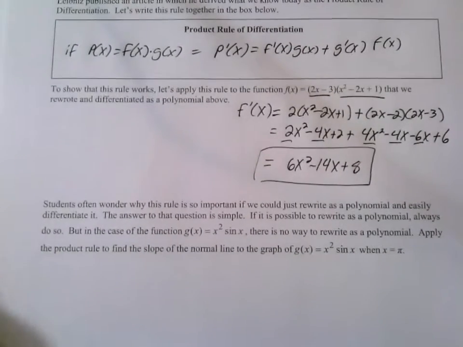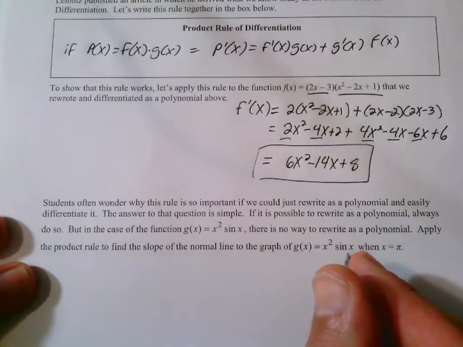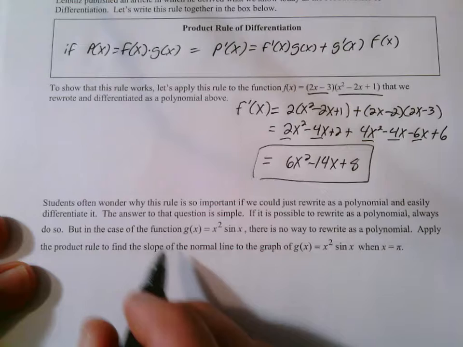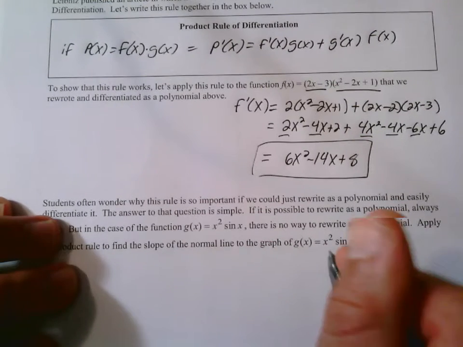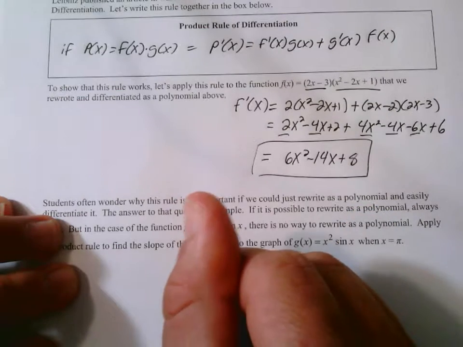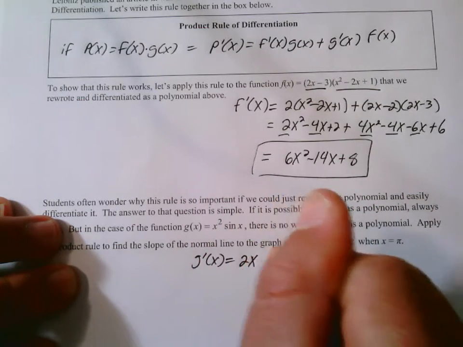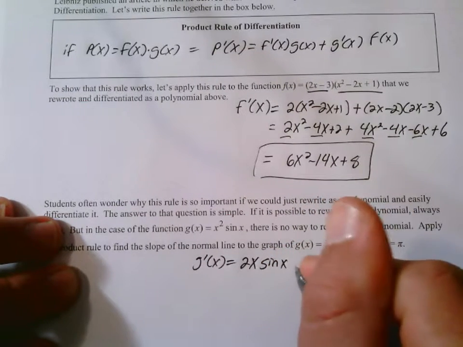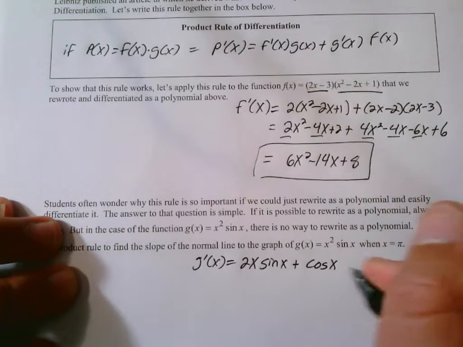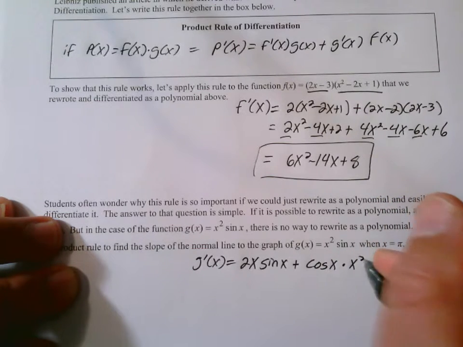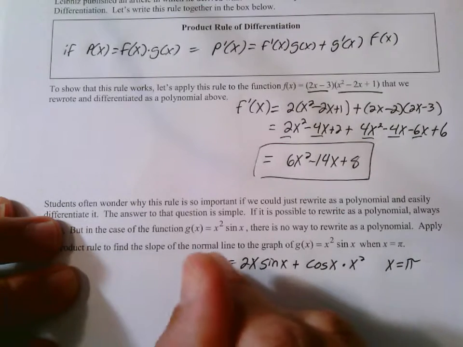But what about a function like this? G of x is x squared times sine x. We want to find the slope of the normal line of this graph. So we start out taking the derivative. The derivative of the first part is 2x sine x, plus the derivative of sine is cosine, and I'm looking for when x equals pi, slope of the normal line.